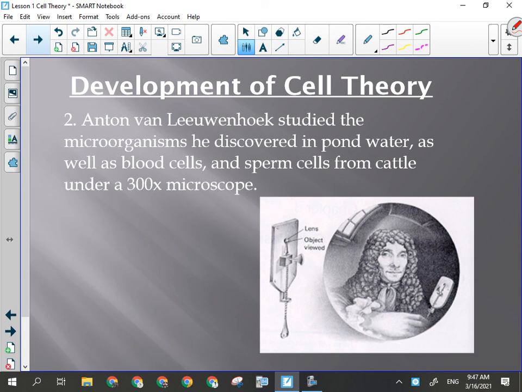He noticed, different from what Hooke noticed, that these cells are not empty. They're not empty little rooms. They're actually full of all kinds of stuff that's going on. Now, only being able to magnify 300 times, he couldn't see a lot of what was going on, but he realized, yeah, cells are living things, and there's a lot going on. So that was his main contribution, noticing that all living things, or many living things at least, contained cells.